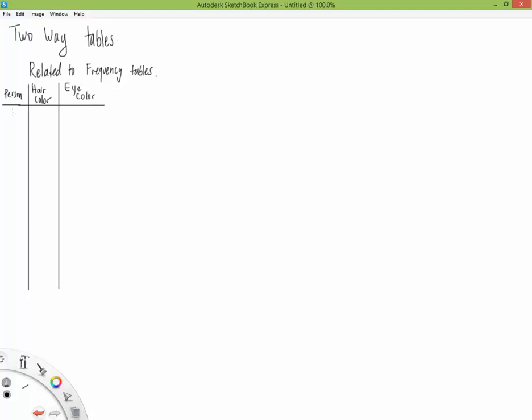So, person one says, I have black hair, brown eyes. Okay? And then person two says, I have blonde hair and blue eyes. And person three says, I have blonde hair and green eyes. And person four says, I have brown hair and brown eyes. And so on and so forth.